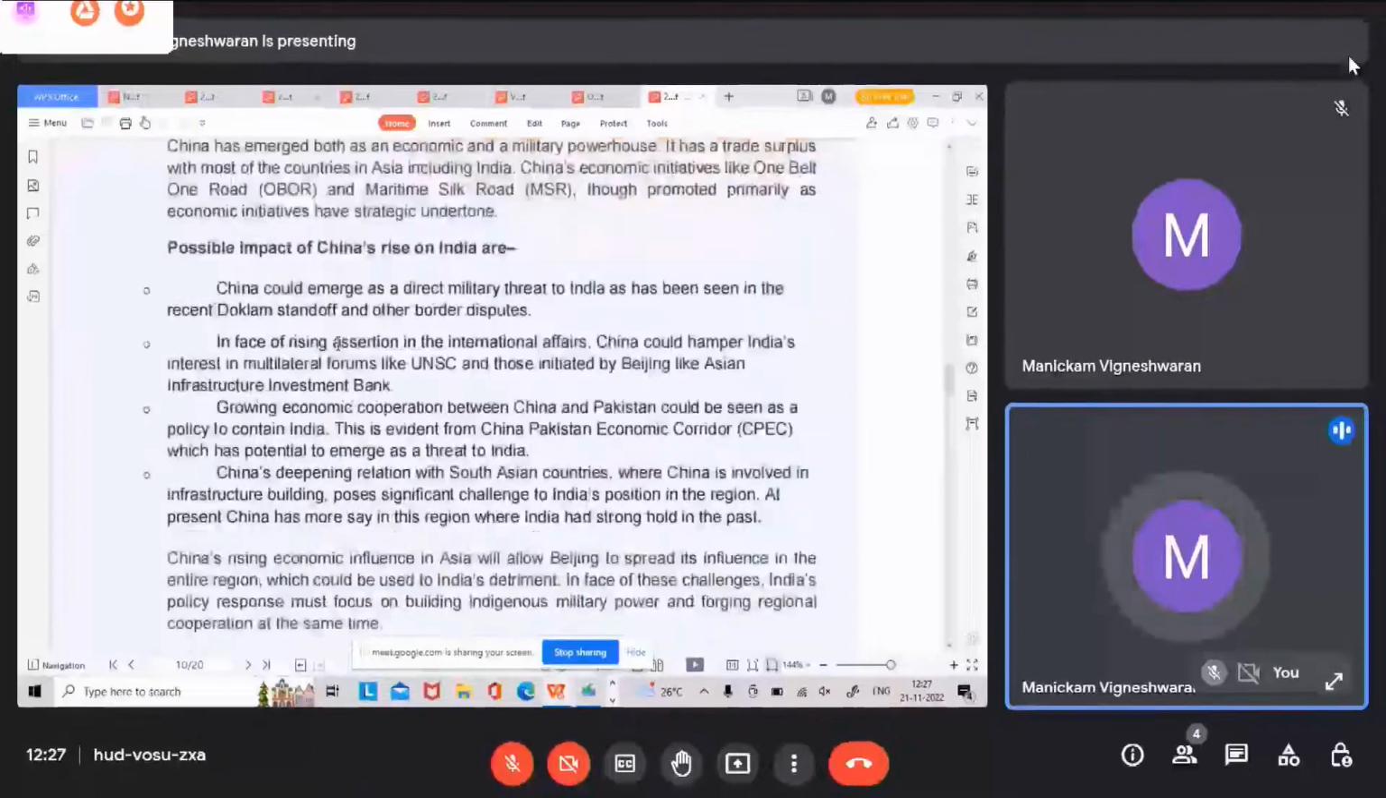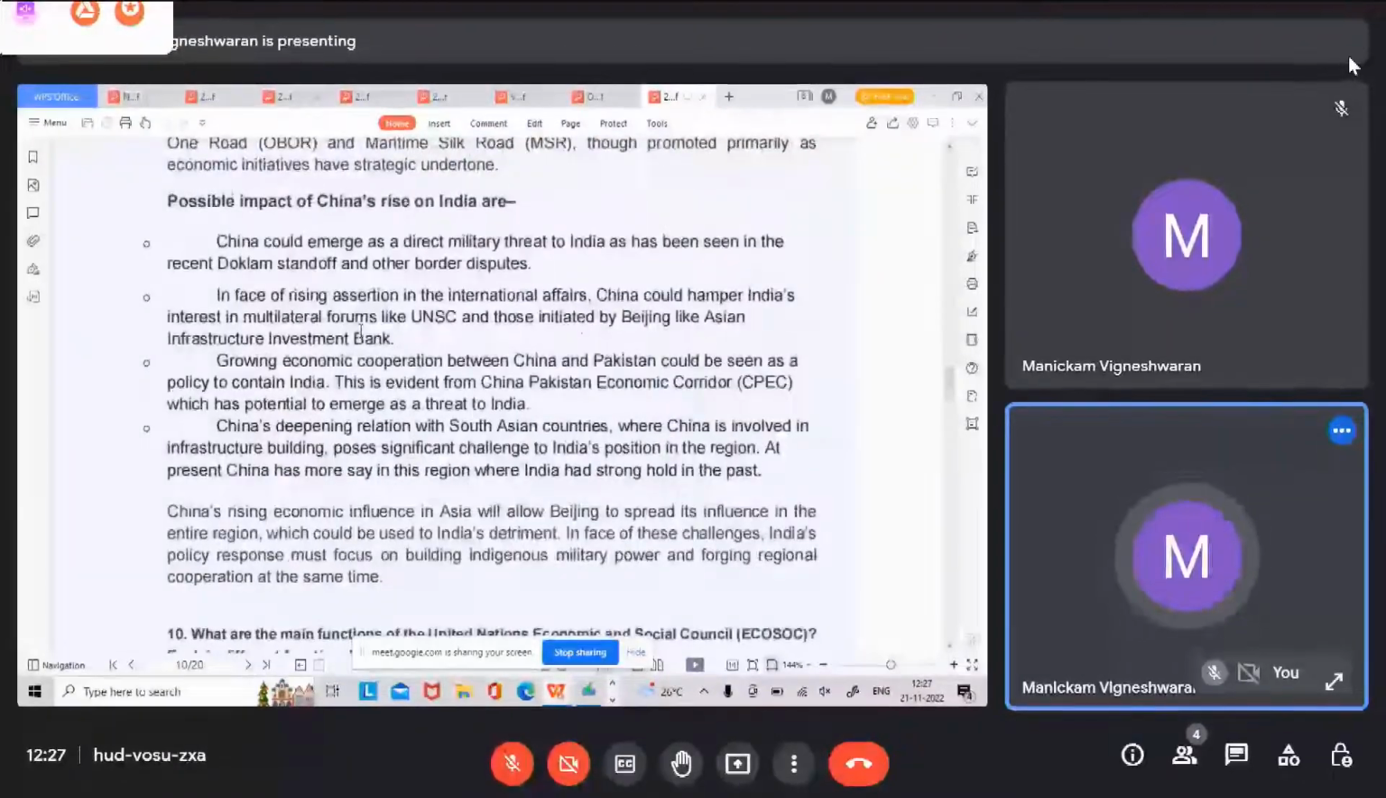undertone. Possible impacts of China's rise on India are: China could emerge as a direct military threat to India, as has been seen in the recent Doklam standoff and other border disputes.